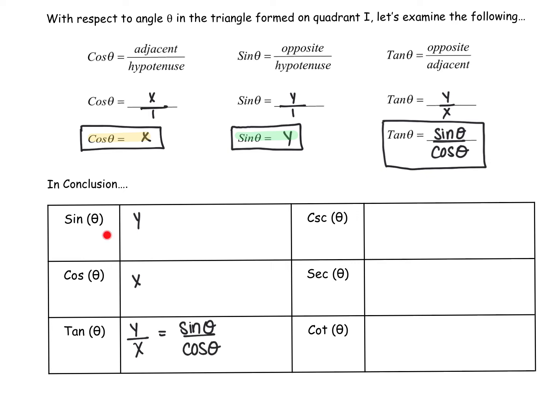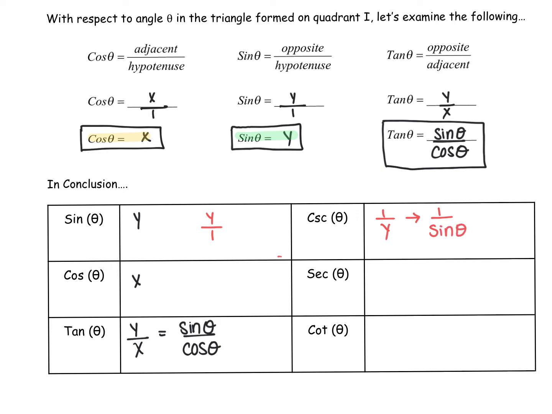Now, since we know sine, cosine, and tangent, we can conclude cosecant, secant, and cotangent. We know that cosecant is the reciprocal of sine. So technically, we know that that means to flip it. So technically, we could write y as y over 1. So if we flip that, it just becomes 1 over y. And we know that y is sine, so 1 over sine of theta.